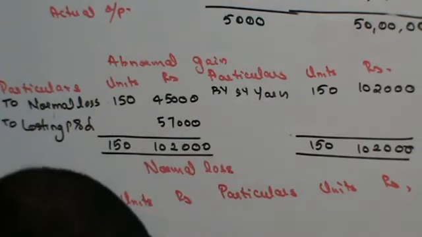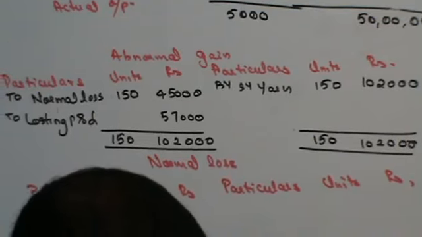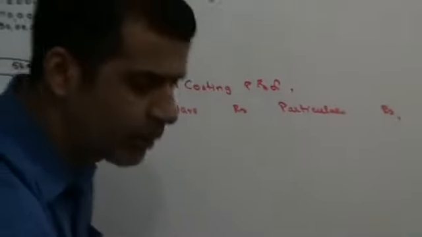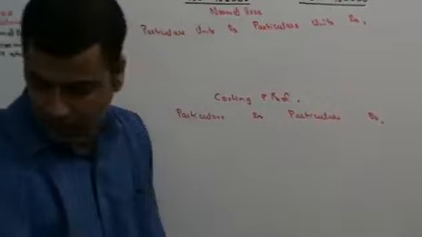Right, now in this particular sum, they have asked you to make only the abnormal loss and the abnormal gain account. They have not asked you to make the normal loss and the costing P&L account, so there is no need for you to make them. Right, this finishes this sum.